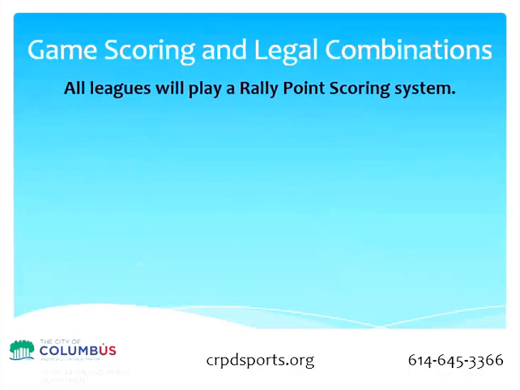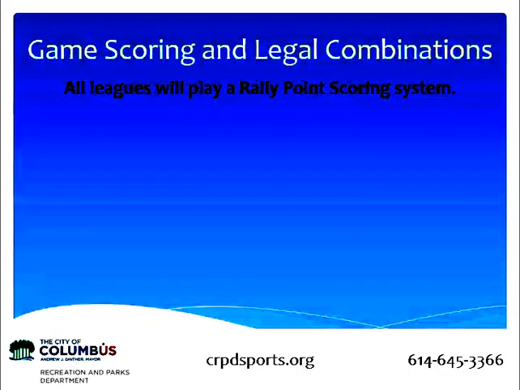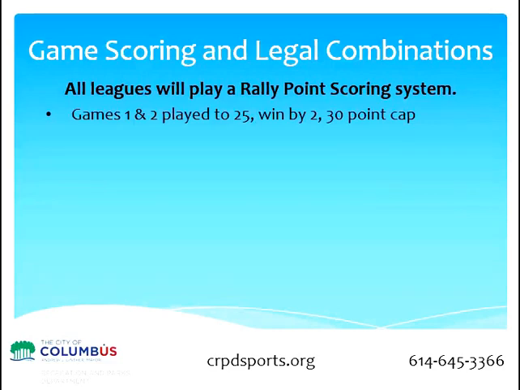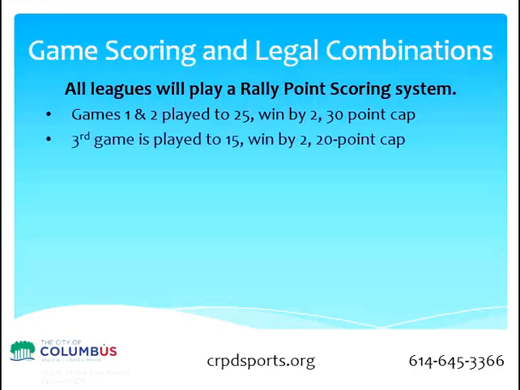Game scoring legal combinations. All leagues will play a rally point scoring system, meaning teams can score a point even when it is not their serve. The first two games are played to 25 points. Teams have to win by 2, or first to reach 30 points. The third game is played to 15 points, win by 2, or first to reach 20 points.